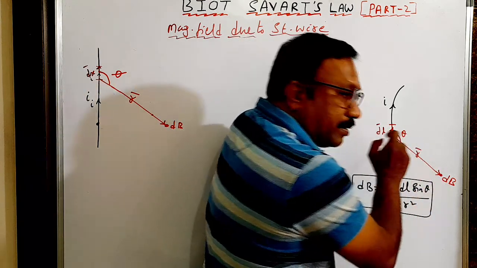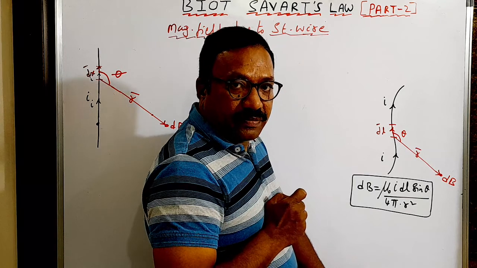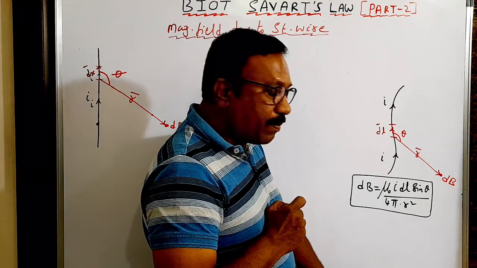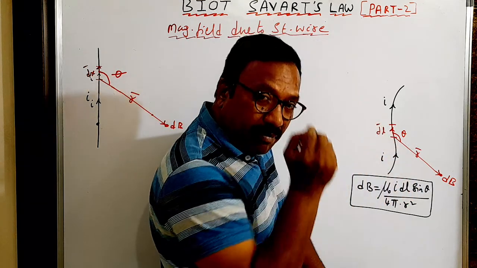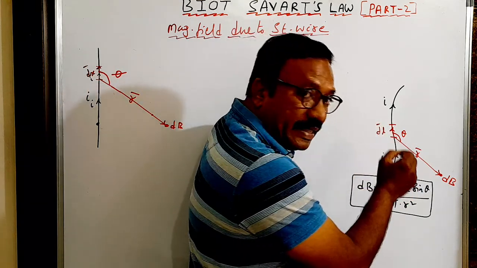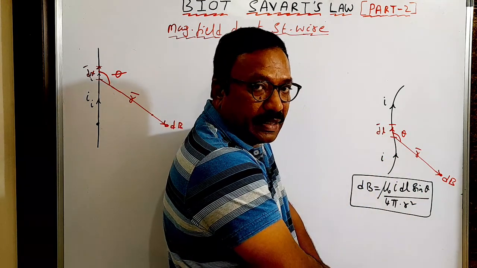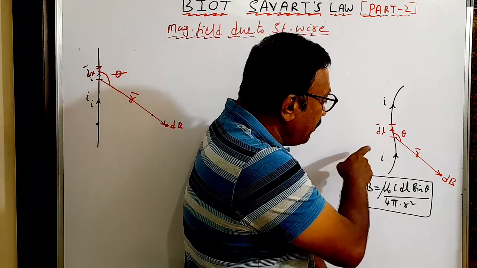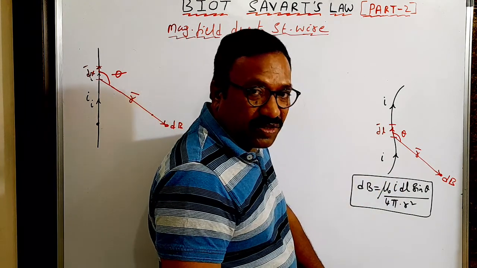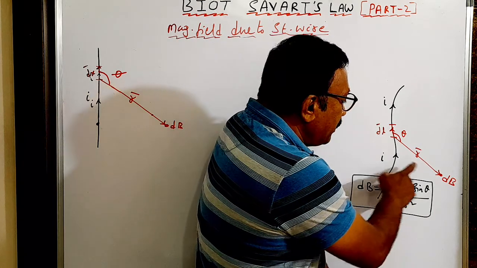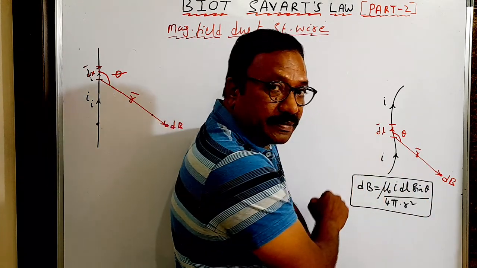Let dB, where B is the magnetic field induction, measured in Tesla or Weber per square meter, be the magnetic field produced due to the current element dl, which is given by Biot-Savart law. This is the equation. r is the distance of the point where you are determining the magnetic field from the current element.